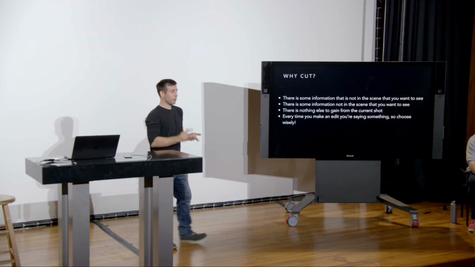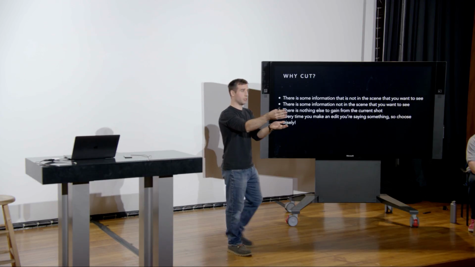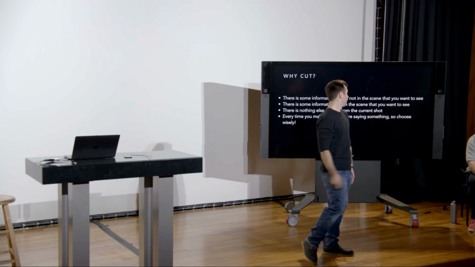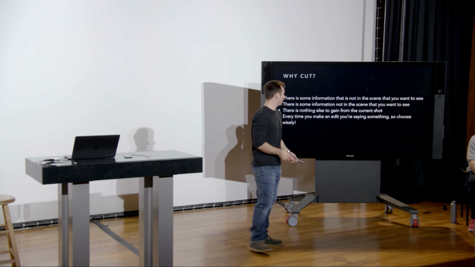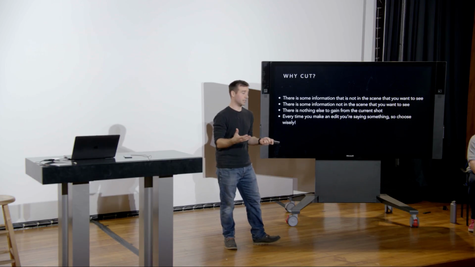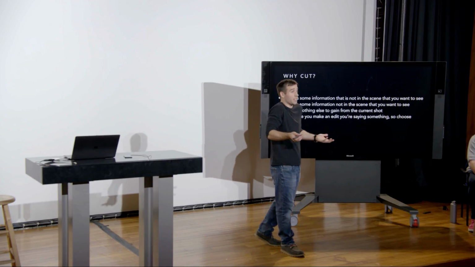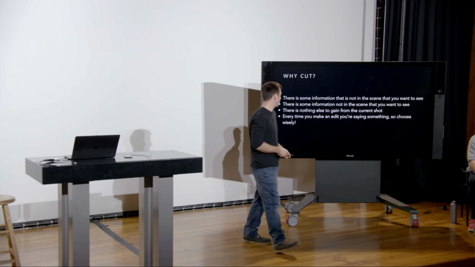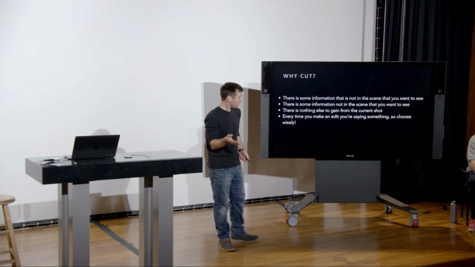So there are a few reasons. There may be more information that you want to show, right? Maybe you want to come in and show that this person's actually upset. So it's a reason to cut and come closer. Or there's something from the scene that's not visible that you want to see. Or there's nothing else to gain from the current shot. That's also a reason to get away from your current shot or transition into the next scene.